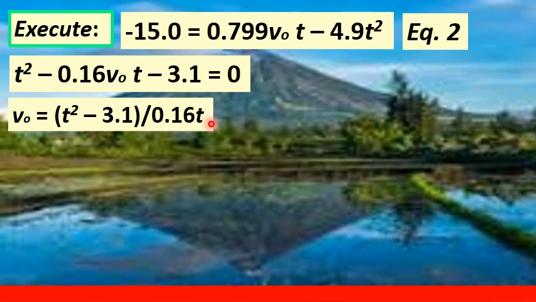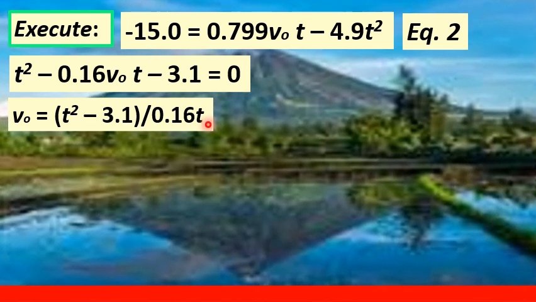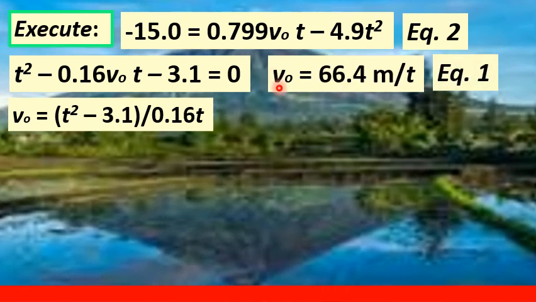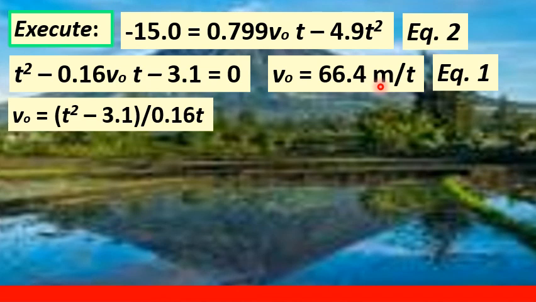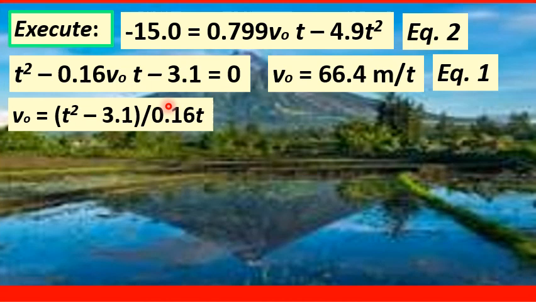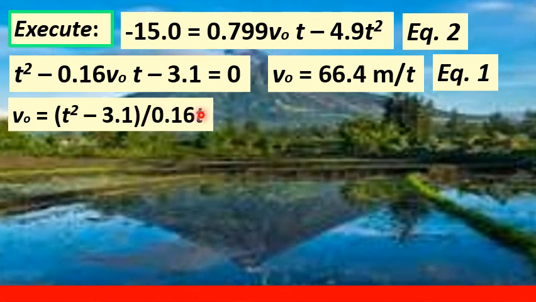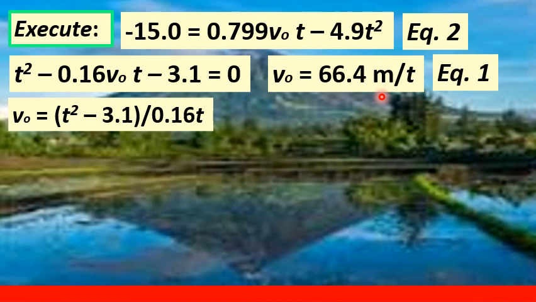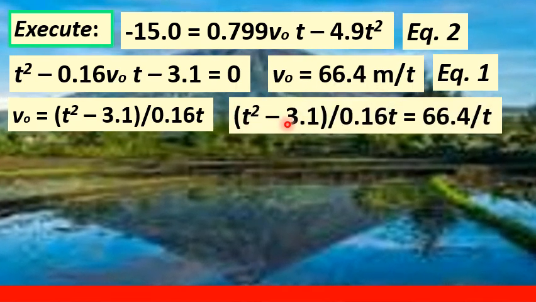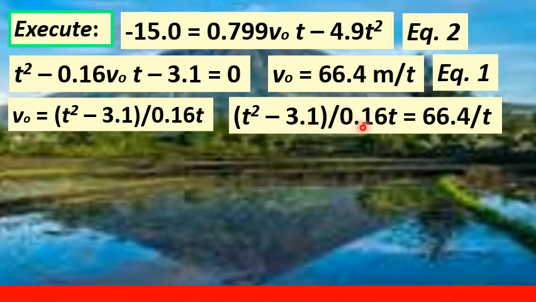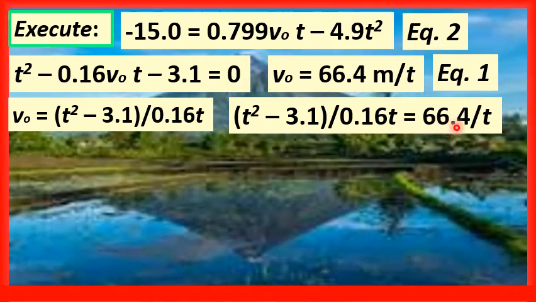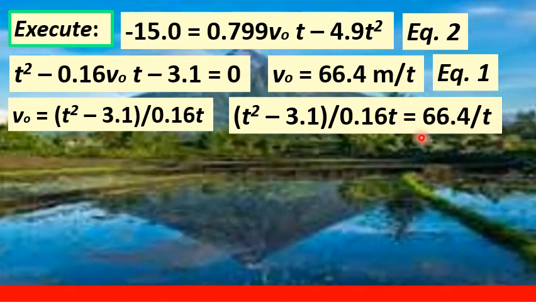And combining this simplified equation number 2 with equation number 1, v naught equals 66.4 meters divided by the time t. So with this simplified equation number 2 combined with equation number 1, this is what we will get: quantity t squared minus 3.1 divided by 0.16 times small letter t equal to 66.4 divided by the time t, right?